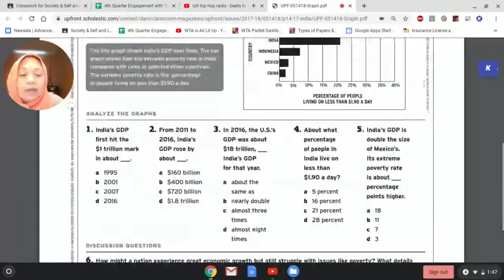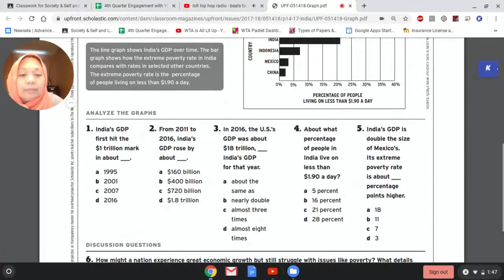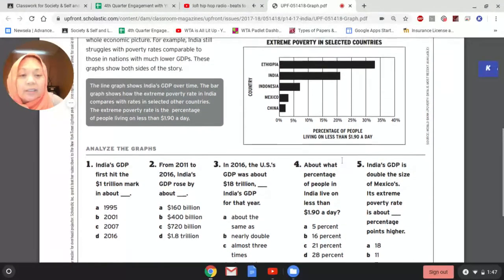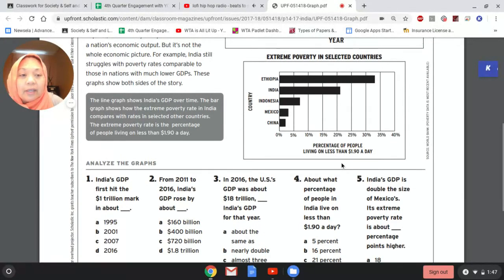And then for number 4, about what percentage of people in India live on less than $1.90 a day? Is it 5%, 16%, 21%, or 28%? And this is this graph right here. About what percentage of Indians live on less than $1.90 a day?